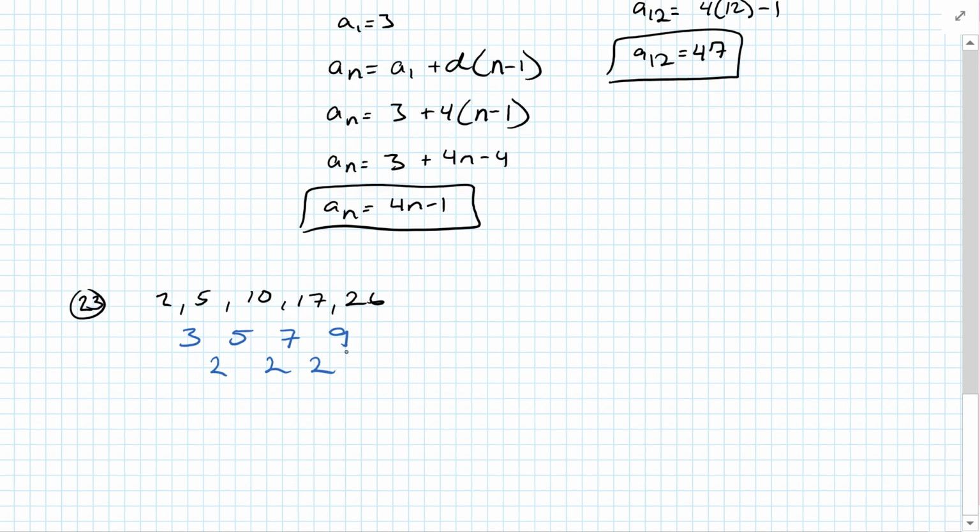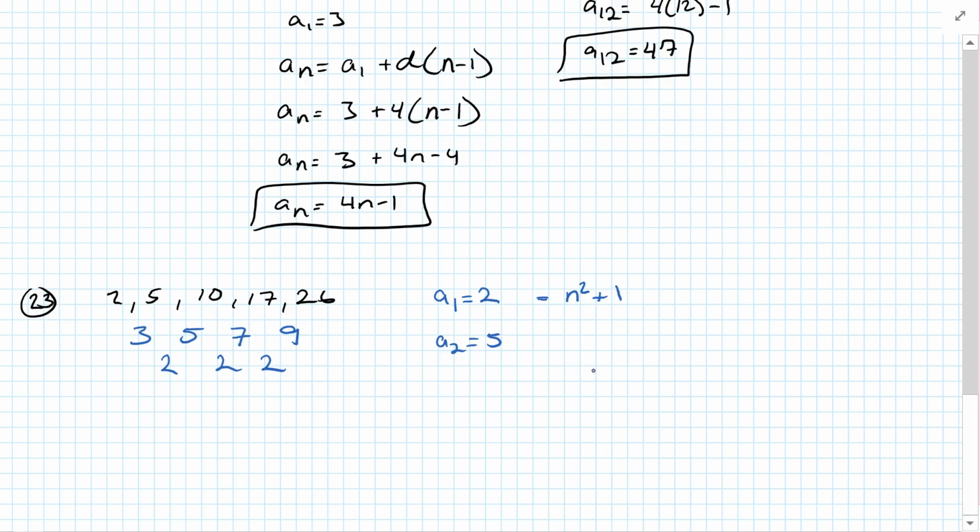Okay? But let's just inspect this really quick as well. So when a1 equals 2, a2 equals 5. Well, is that the same thing as n squared plus 1? It sure is, isn't it? So a of n equals n squared plus 1.